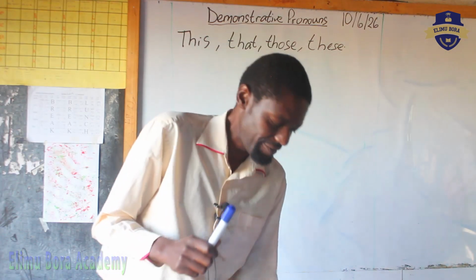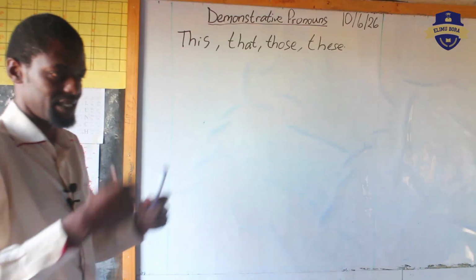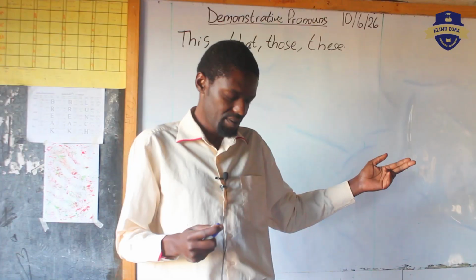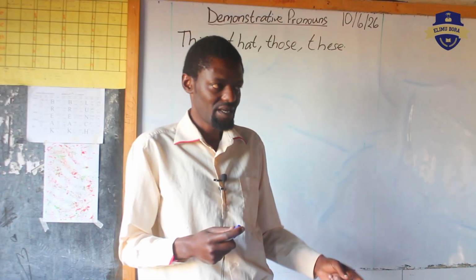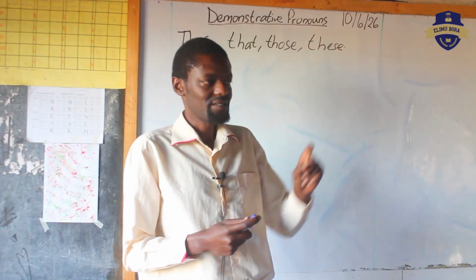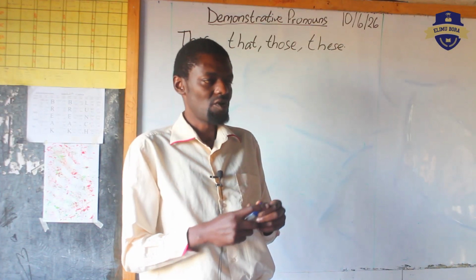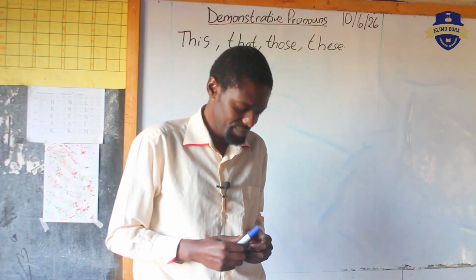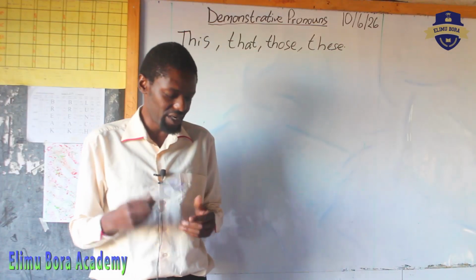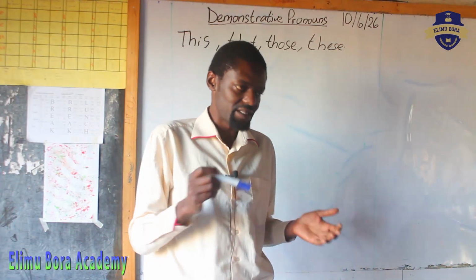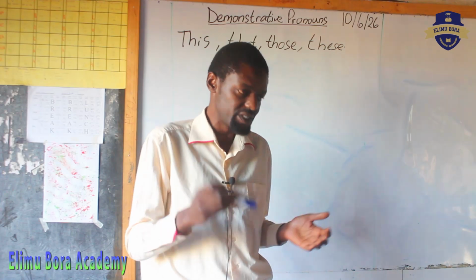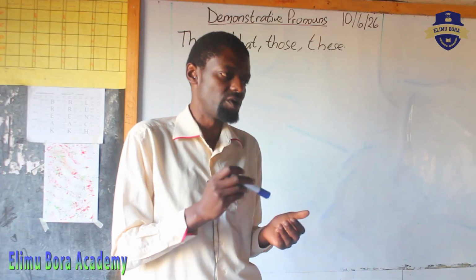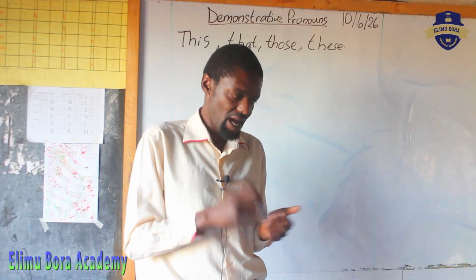Okay? If you're indicating something that is far, at a distance, you're going to use the words those and that. That is my car. That is my cow. Those are my cars. Those are my cows. Okay? You will remember that this and that are used whenever you're using singular nouns. Okay? These and those are used whenever you're using plural nouns.